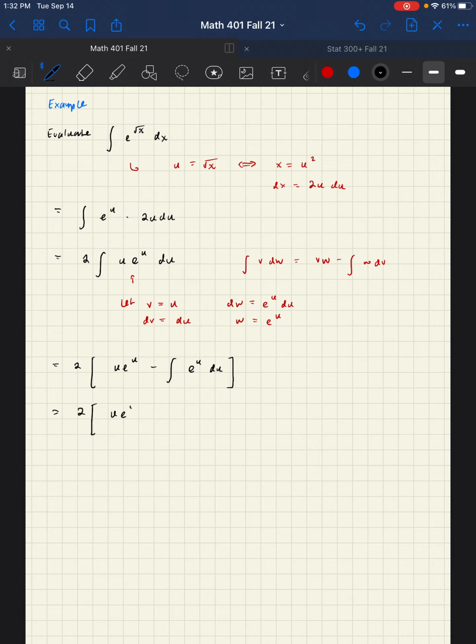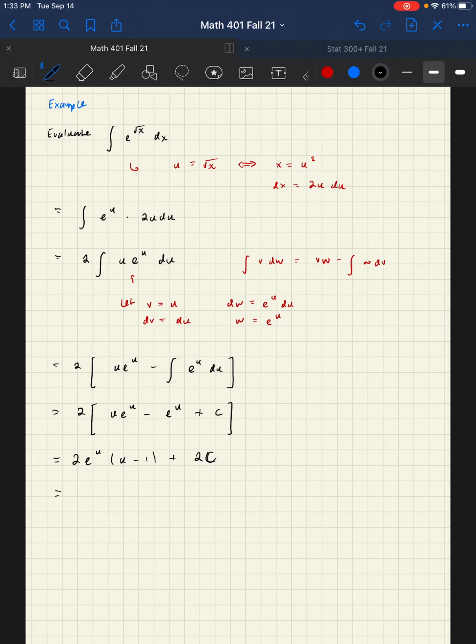Not bad, right? So it's going to give us 2 times u e to the u minus e to the u plus c. We can factor out a u and e to the u, that's fine. We're going to get 2 e to the u, u minus 1, plus c, or plus 2c, I should say. Sorry, I should have left it until the very end, but I'm going to replace that with a different c at some point.